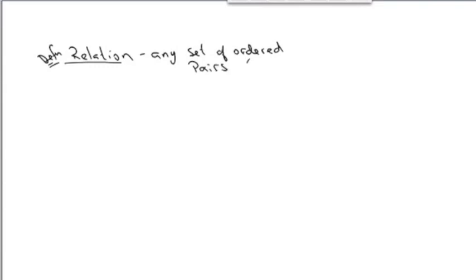Okay. So the first thing is we have to define a few things. So this is what's called a relation. Anybody know what a relation is? Yes, it can be a function, doesn't necessarily have to be. A relation is any set of ordered pairs. When we talk about ordered pairs, we generally talk about x, y. X comma y is a coordinate point.